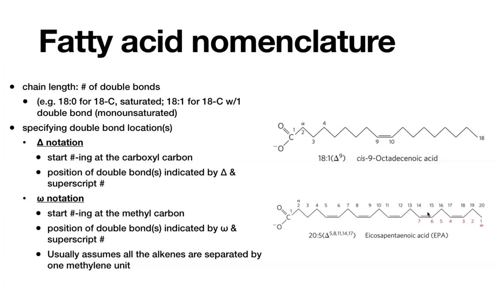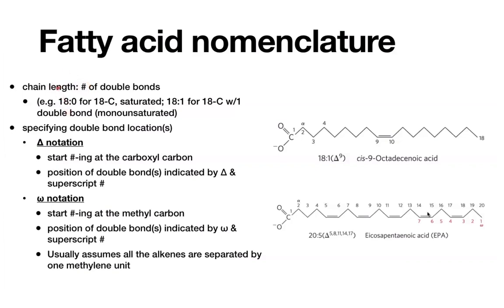So there's these two key types of notation. They differ in how they're numbering the position of the double bonds. With the omega notation, sometimes people only tell you the position of the first double bond, because usually the alkenes are going to be separated by one methylene unit. But what both of these have in common is that they start out by telling you the chain length and the number of double bonds separated by a colon.